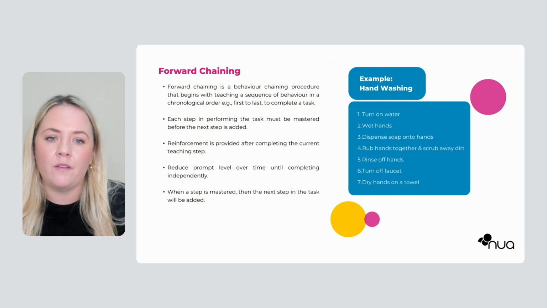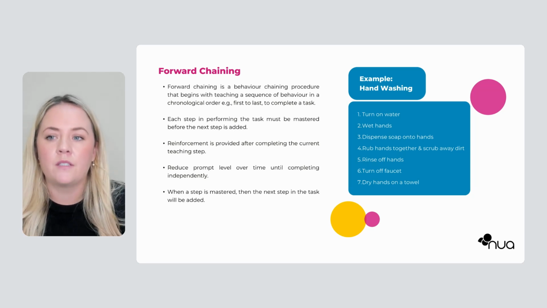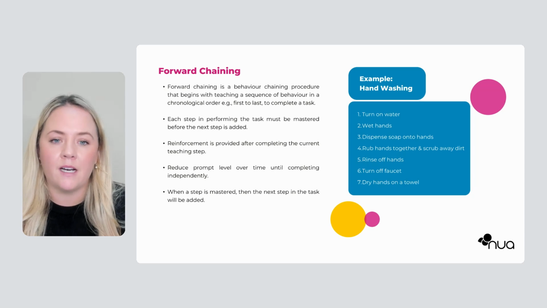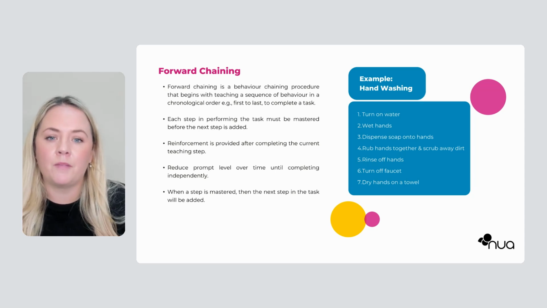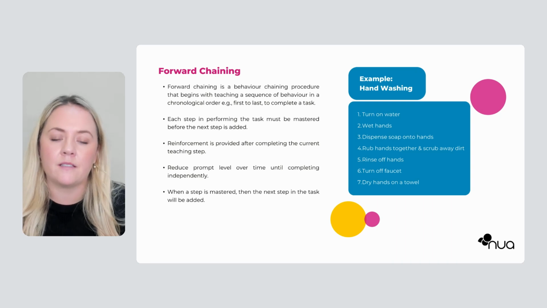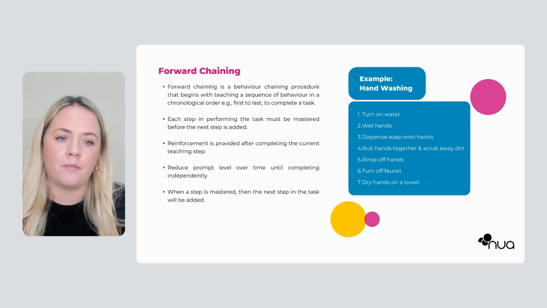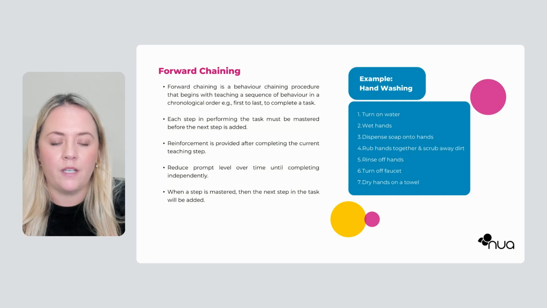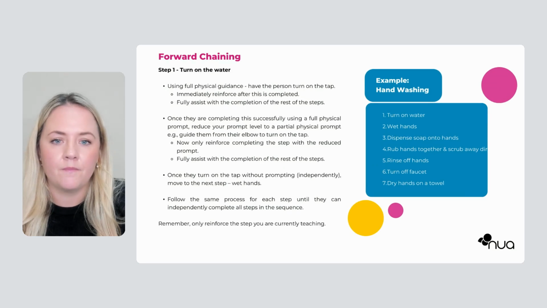Forward chaining is a behavior chaining procedure that begins with teaching a sequence of behavior in a chronological order, from the first step to the last step in order to complete a task. Each step in performing the task must be mastered before the next step is added, and reinforcement is provided after completing the current teaching step. We want to try and reduce our prompt level over time until we're completing it independently. And when a step is mastered, then the next step in the task will be added to the chain.